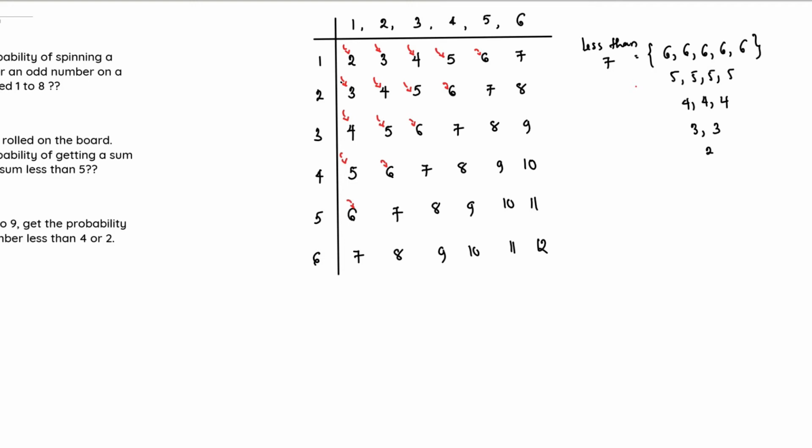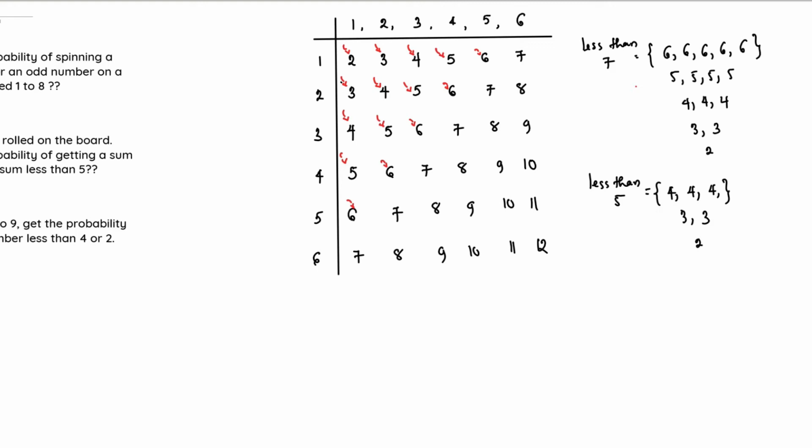So what are the outcomes that are less than 5? You can see that the outcomes less than 5 are going to include 4, 4, 4, 3, 3, and 2. So that means the outcomes that are less than 5 are equal to 4, 4, 4, 3, 3, and 2.